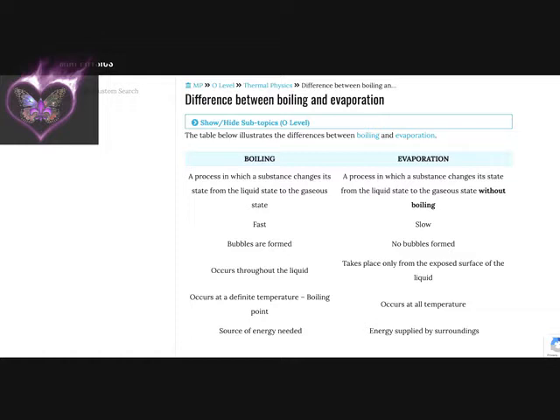So you have boiling, a process in which a substance changes its state from the liquid state to the gaseous state. It's fast, bubbles are formed, it occurs throughout the liquid, occurs at a definite temperature, the boiling point, and a source of energy is needed. Evaporation is a process in which a substance changes its state from the liquid state to the gaseous state without boiling. Slow, no bubbles formed, takes place only from the exposed surface of the liquid, occurs at all temperatures, energy supplied by surroundings. Okay, so there's that.